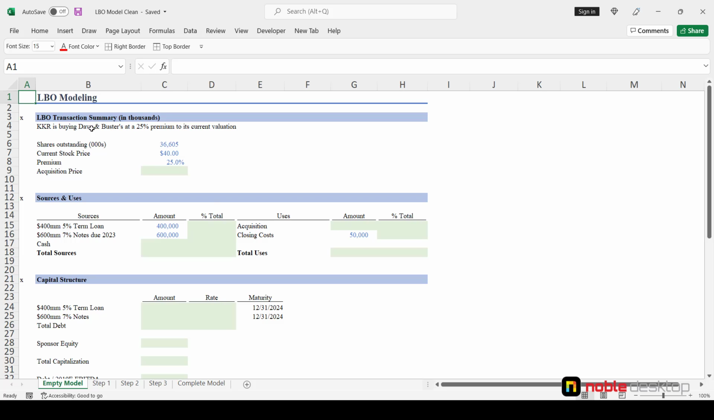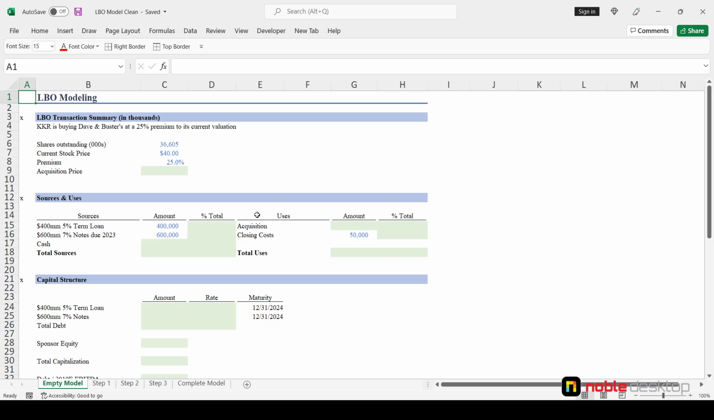So in our example, Colbert Kravis Roberts, an American global investment company that includes private equity management, acquires Dave & Buster's at a 25% premium to its current valuation. We will build a model in 3 steps. The first step will include LBO transaction summary and sources and uses of funds table.